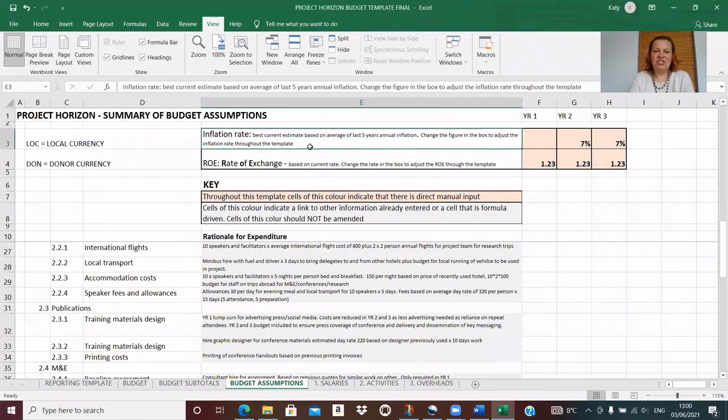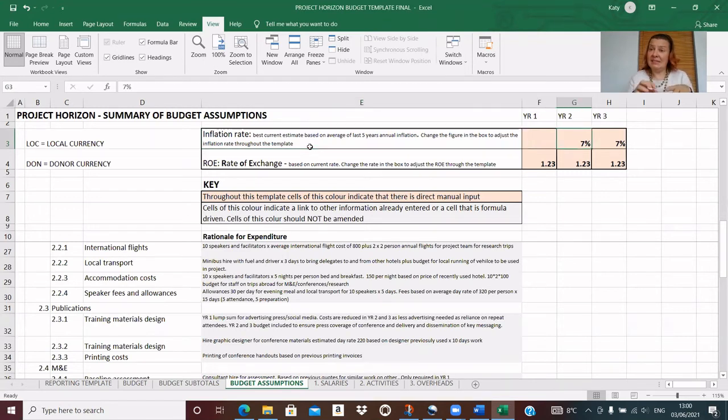And in this sheet, I've just summarised all of my rationale for each line of expenditure. It's sometimes a specific sheet that is requested by donors. So in this, I explain that my inflation rate is based on my best current estimate, based on an average of the last 5 years inflation. And this is where I've actually entered my inflation rates. And if I change them here, they will automatically update within the whole template.